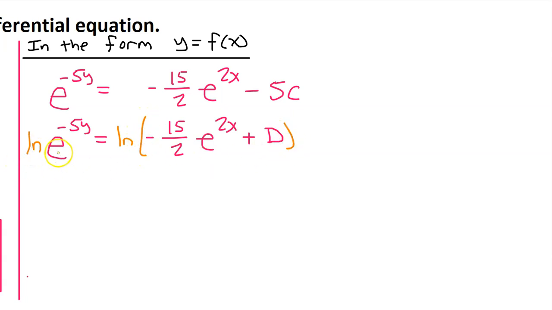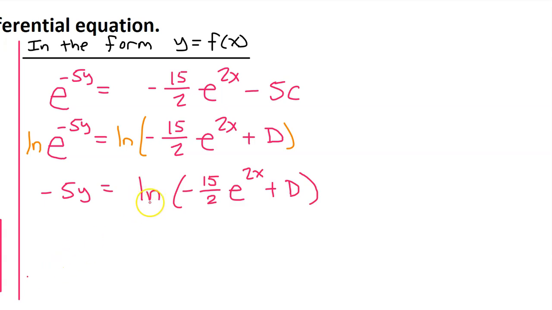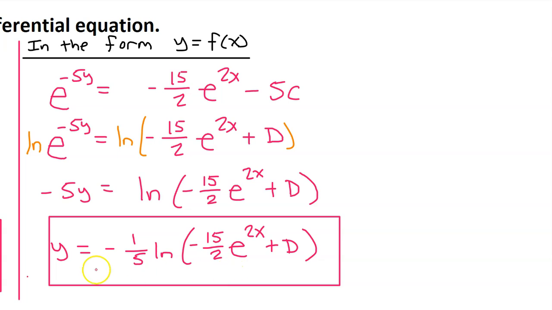So the natural log and the base e cancel each other out, leaving negative 5y on the left-hand side. So negative 5y is equal to all of this. And then finally we divide both sides of the equation by negative 5. So this is the general solution in the form y equals f of x. You don't have to make this substitution with the d. So if you still have a minus 5c right here, that's fine.